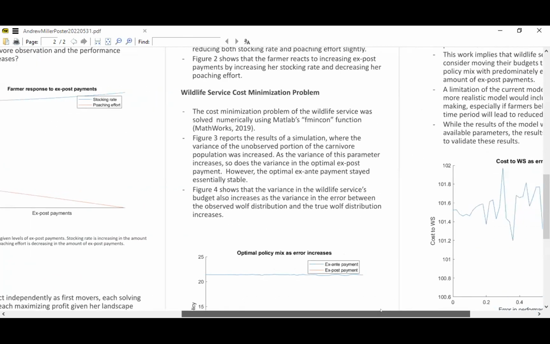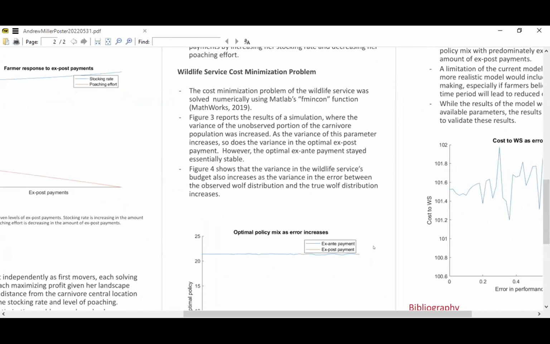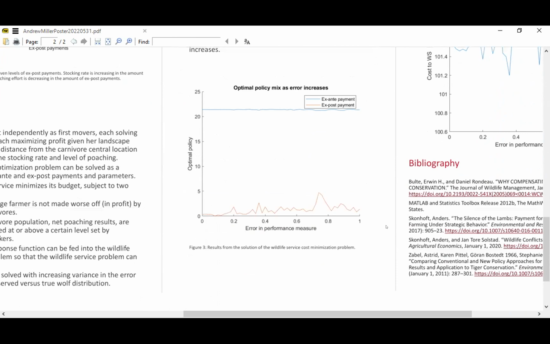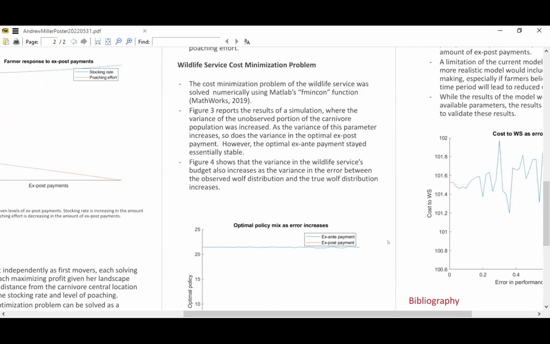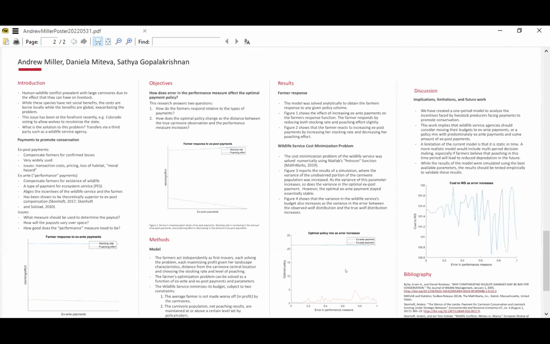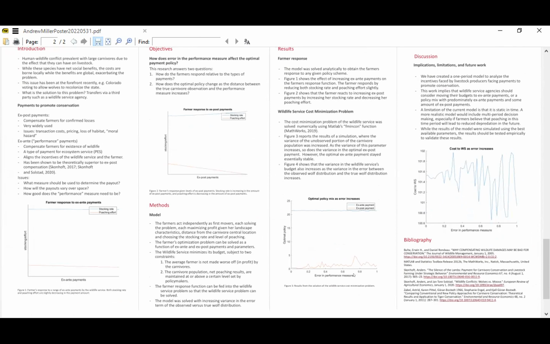Okay. So I forgot to say that this was solved using MATLAB's fmincon function. Now looking at having multiple farmers, as the error increases between what the wildlife service can observe versus the true population, the optimal policy mix changes. So essentially, if there's more error in general, it means that it's optimal for the wildlife service to allocate more of its budget to ex post payments rather than ex ante payments.